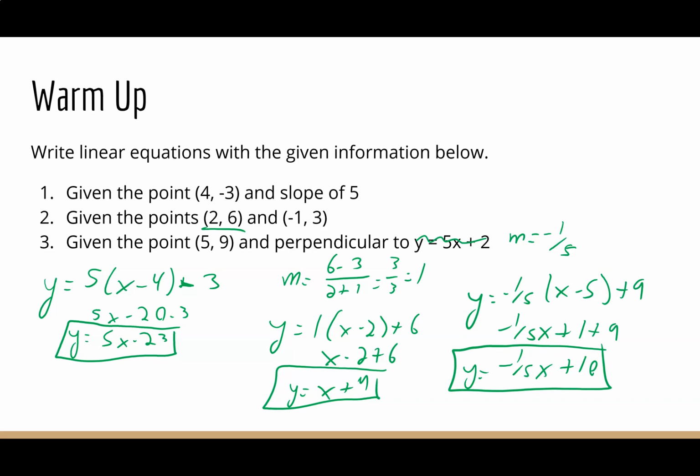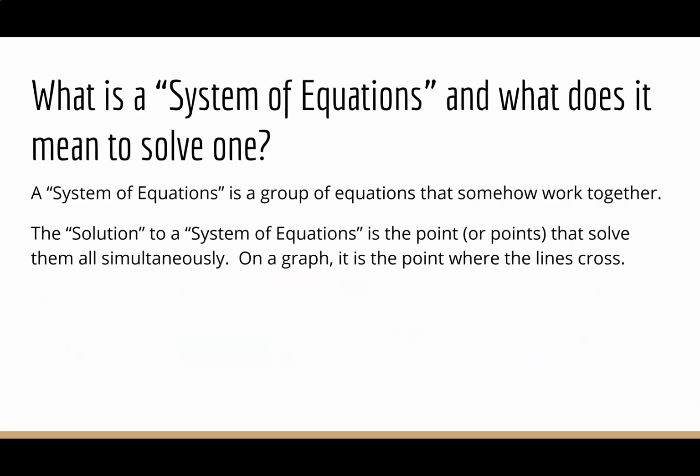All right. So moving on. So first question, what is a system of equations and what does it mean to solve one? So a system of equations is a group of equations that somehow work together. So in a business, you could have profit, loss, expenses, all kinds of equations that work together. The solution to a system of equations is the point or points that solve them all simultaneously. On a graph, it is the point where the lines cross.